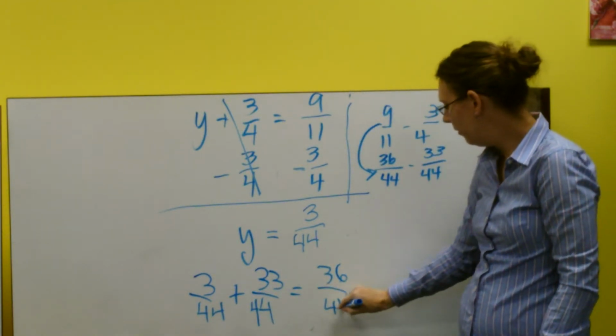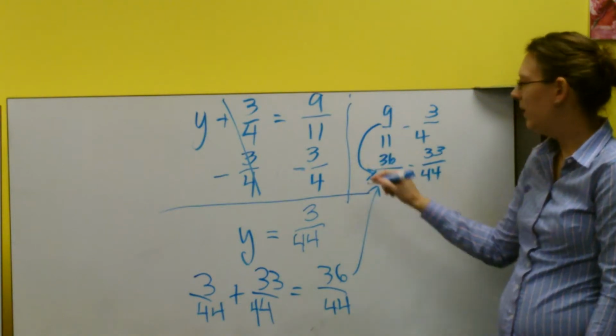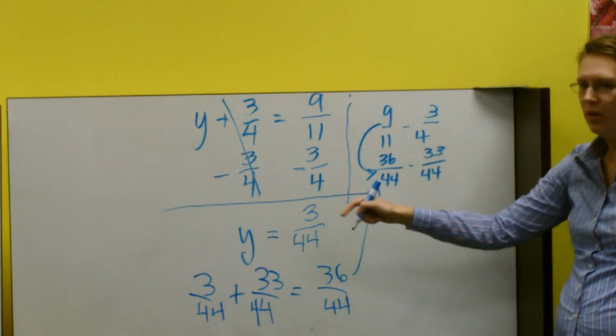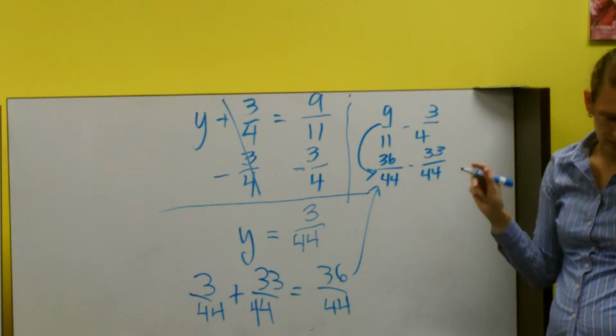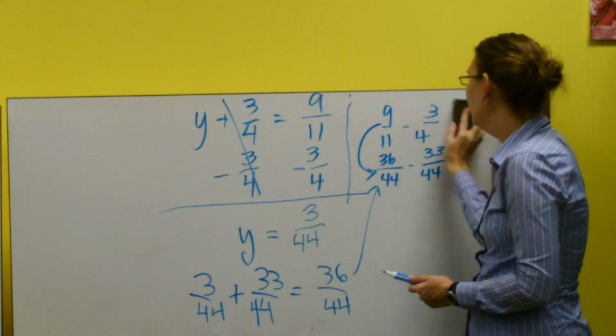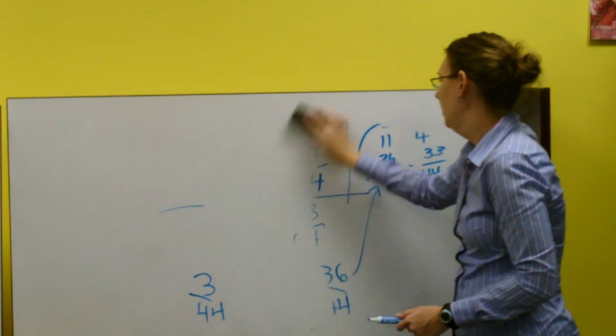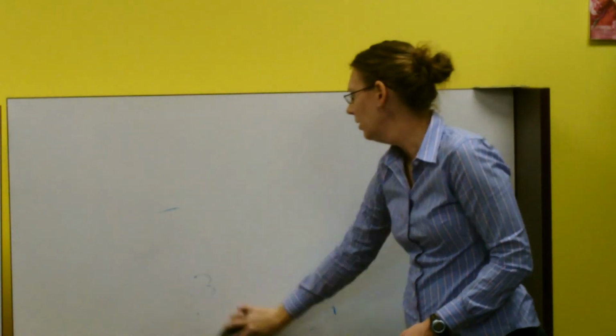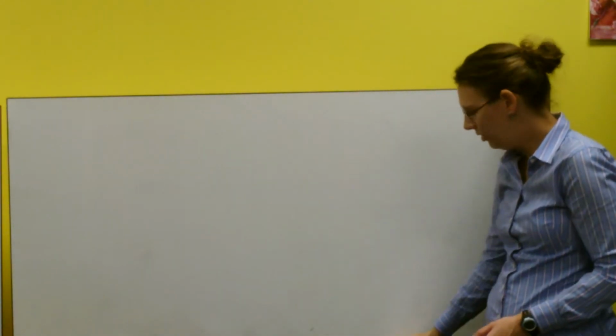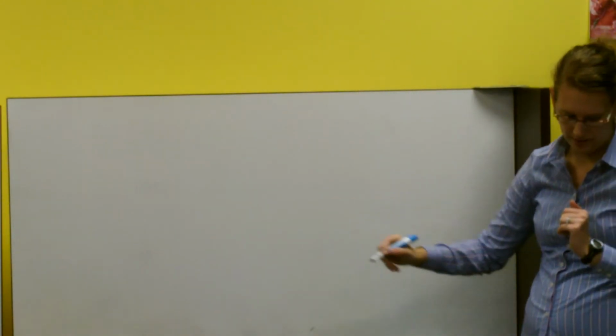36 over 44. When we reduce that, we get 9/11. So we can show our work plugging our answer back in to prove that it was correct. Okay? Last one, another fractional problem. Oh, I forgot to ask if that was the property of subtraction of equality or addition of equality, but I think you guys know both.